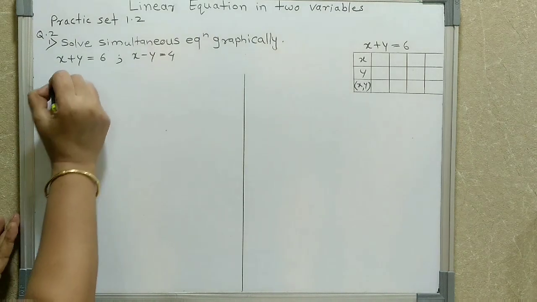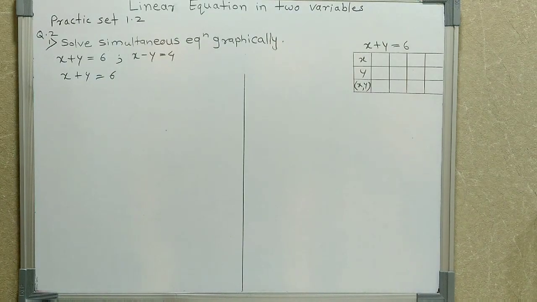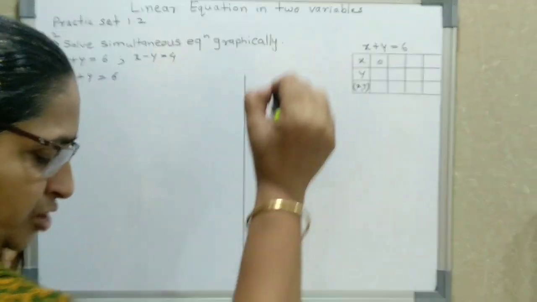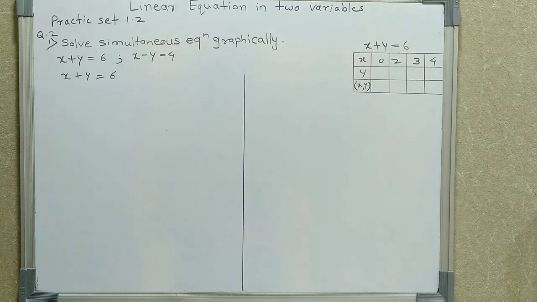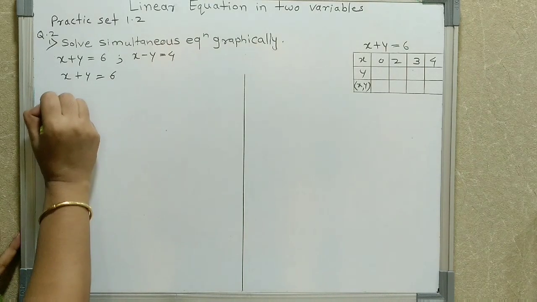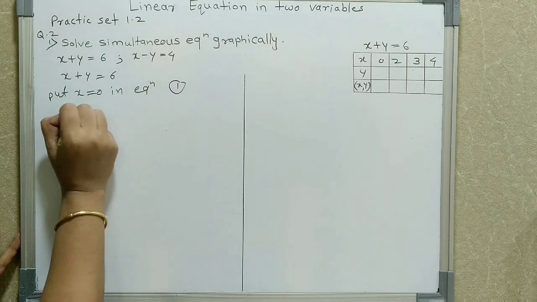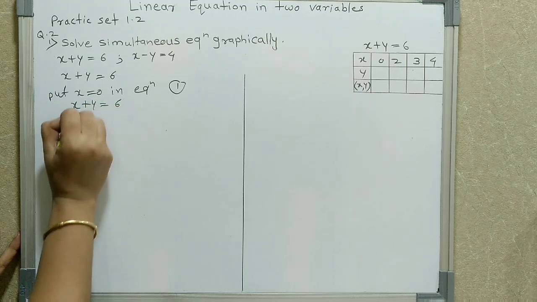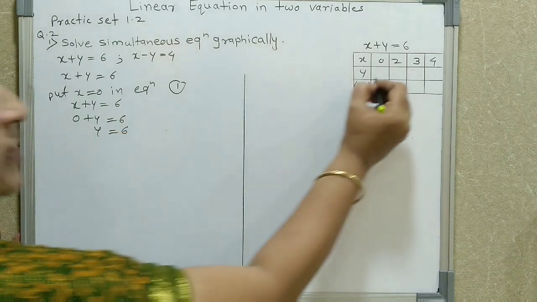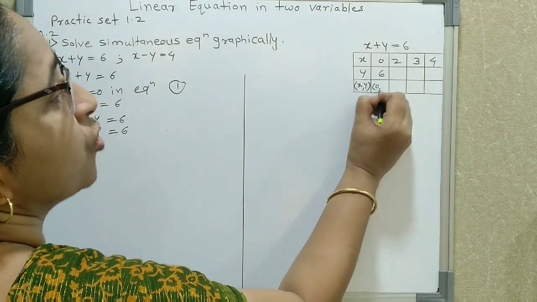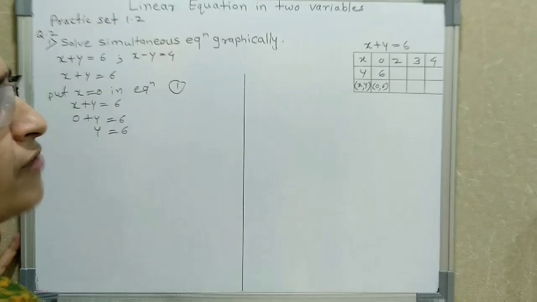Now we see the first equation, x plus y is equal to 6. Now we put x equal to, we take any value. Here we take 0, then 2, 3, 4. So we first take x equal to 0. Put x equal to 0 in the first equation. So 0 plus y equal to 6, so y equal to 6. We write here 6. We form this ordered pair (0, 6), because the first is the x coordinate and the next one is the y coordinate.